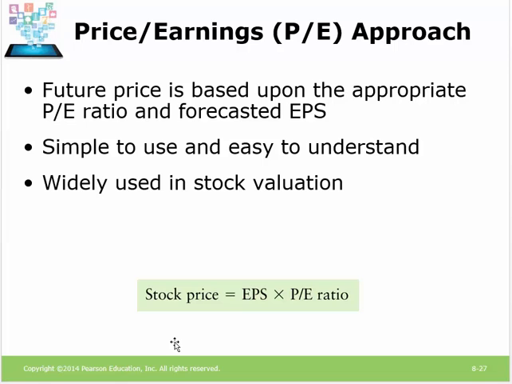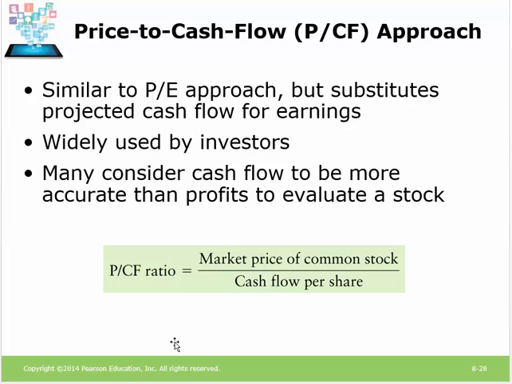There are other multiplier models just like this. The next one is something called the price to cash flow model. The price to cash flow model is the market price of the common stock divided by the cash flow per share. To find the formula, you just solve for market price. So the market price is the company's price to cash flow ratio multiplied by its cash flow per share. Again, forecasting the ratio and/or the cash flow per share for 1 year ahead, you can calculate what you think the value of the stock will be in 1 year.